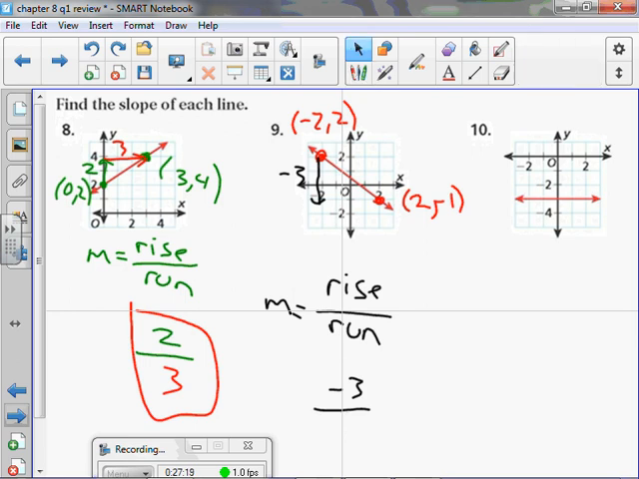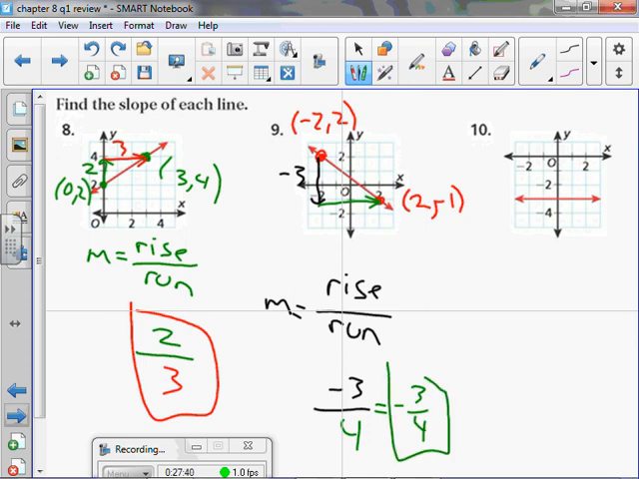And then my run, how far over? Run, if you're going to the right, and we're always talking about going to the right, that's always going to be positive. So I have 1, 2, 3, 4. I went over 4. My slope is -3/4. Excellent. Finally, number 10. We are moving right along here.